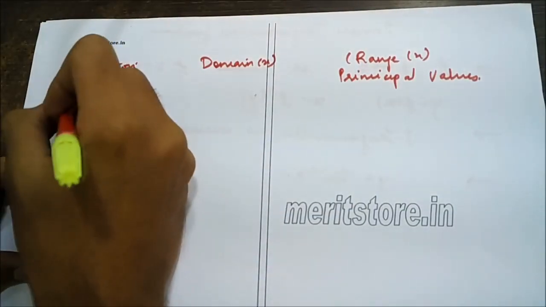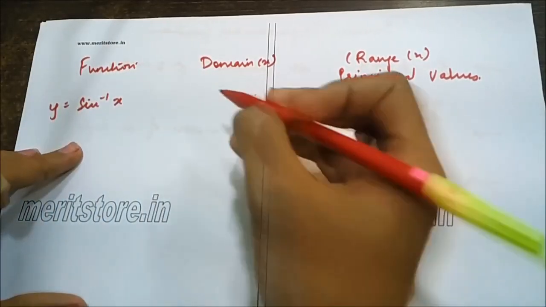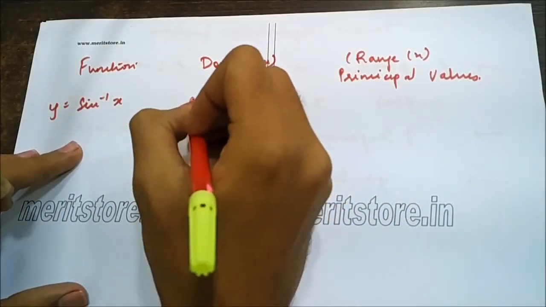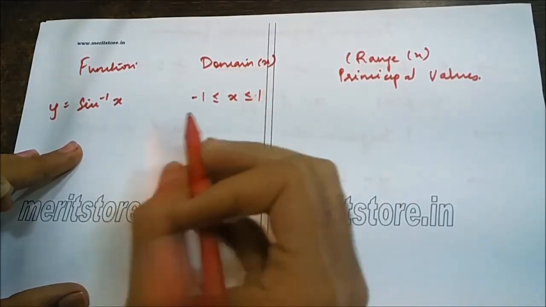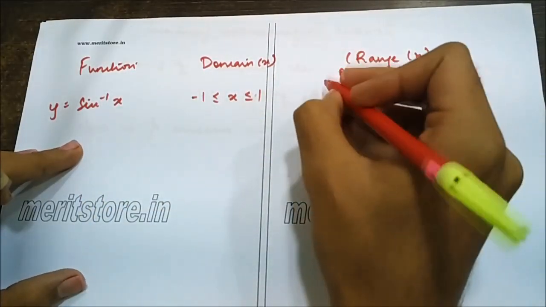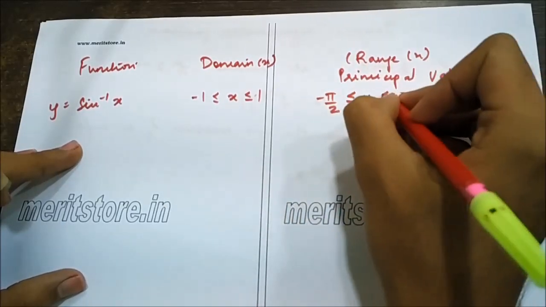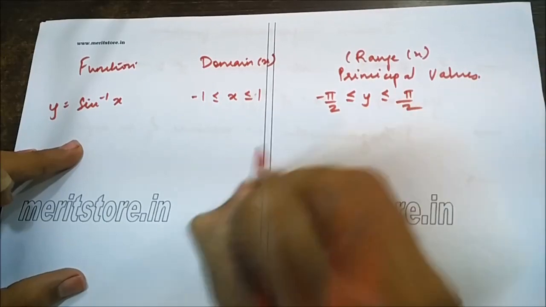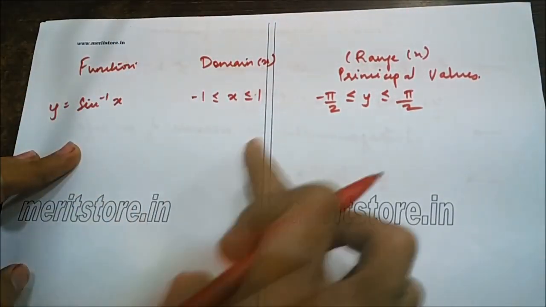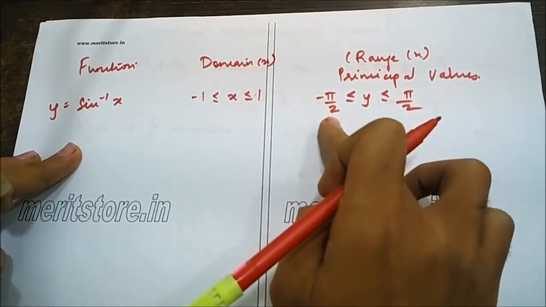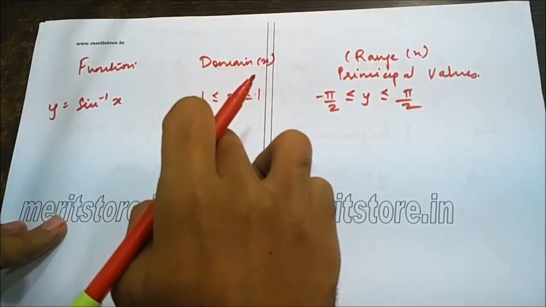So first is y is equal to sine inverse x. Its domain is x lies between -1 and 1, and the principal values of theta is minus pi by 2 till pi by 2. So this inverse function is basically the measure of an angle, and it ranges from minus pi by 2 to pi by 2, and the values of x ranges from -1 to 1.